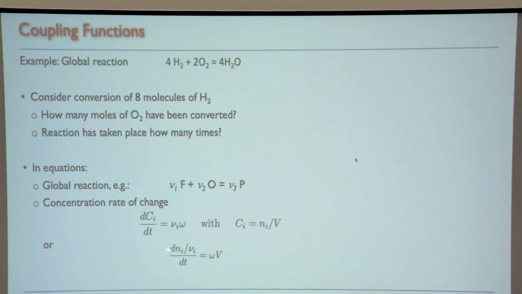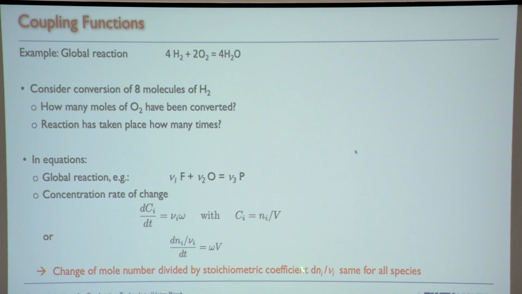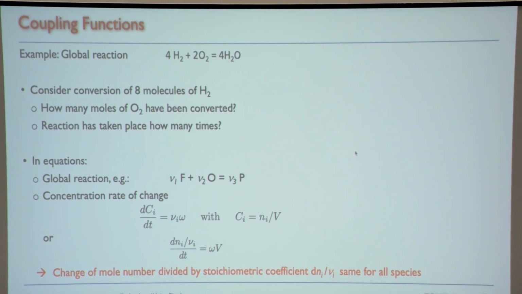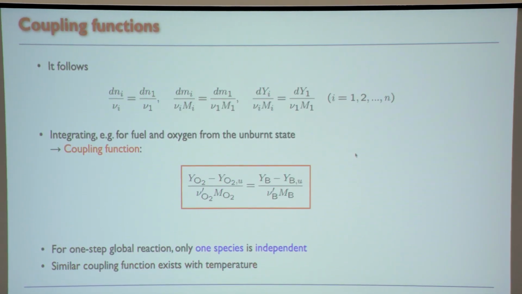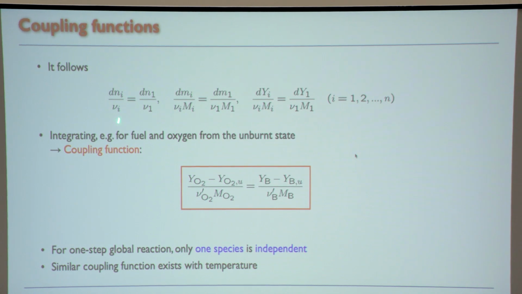So Ni divided by nu I is independent of the species, okay? That's the important point. Change of mole number divided by stoichiometric coefficient, that's what we have done earlier here. dNi divided by nu I is the same for all species. Okay, that leads us to the coupling function. So this is the same for all species.